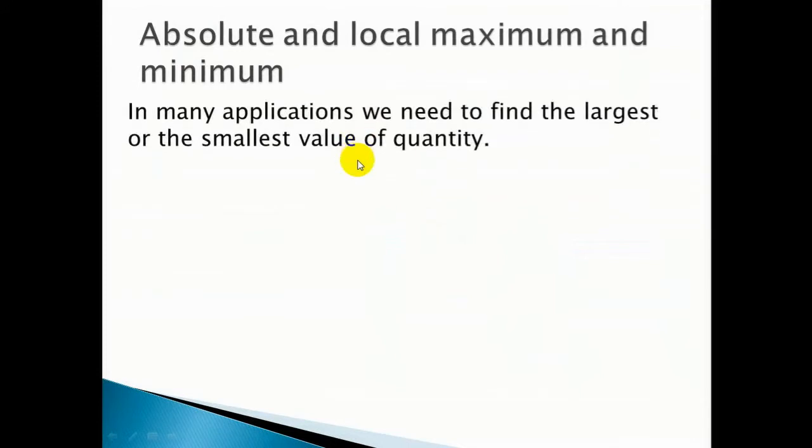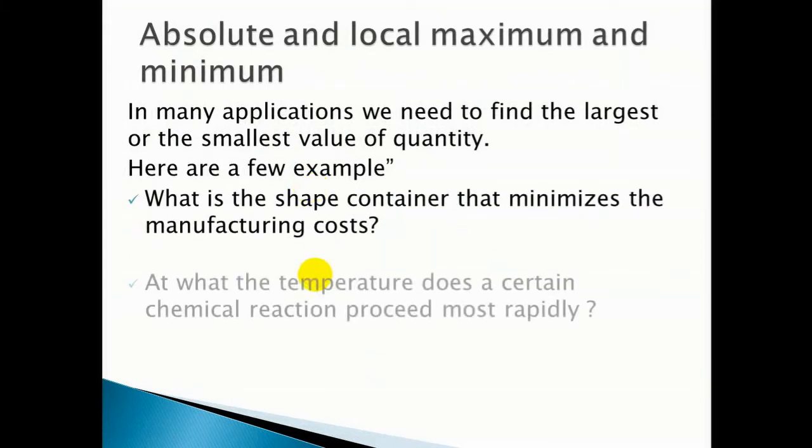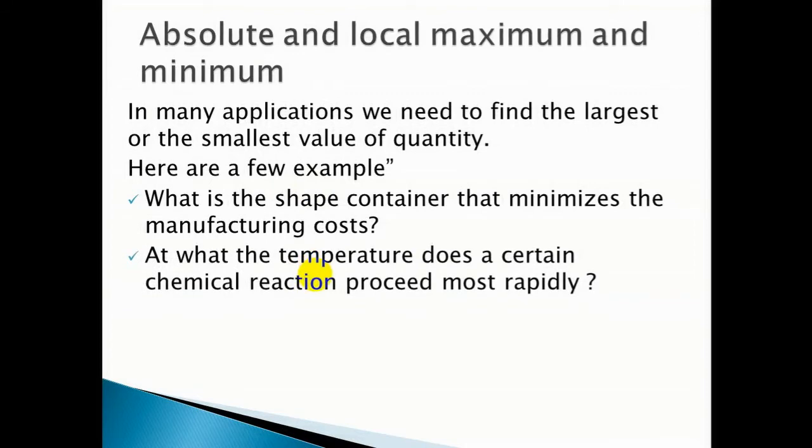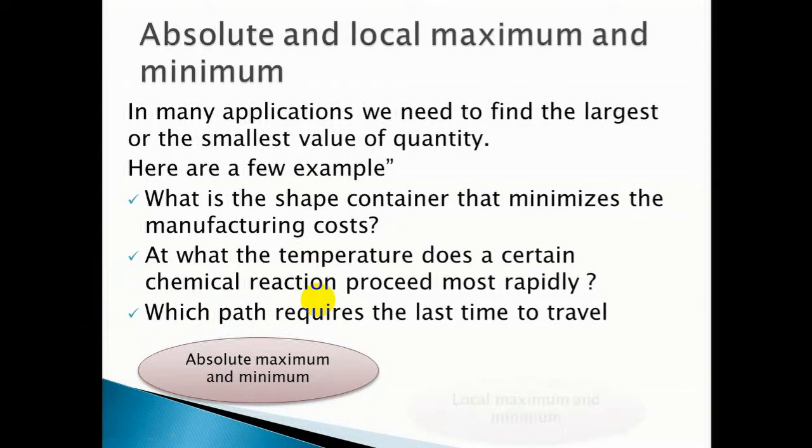In many applications, we need to find the largest or the smallest value of a quantity. Here are a few examples. What is the shape of a container that minimizes the manufacturing cost? At what temperature does a certain chemical reaction process most rapidly? Or which path requires the least time to travel? So now we will talk about what is absolute maximum and minimum and what is local maximum and minimum.